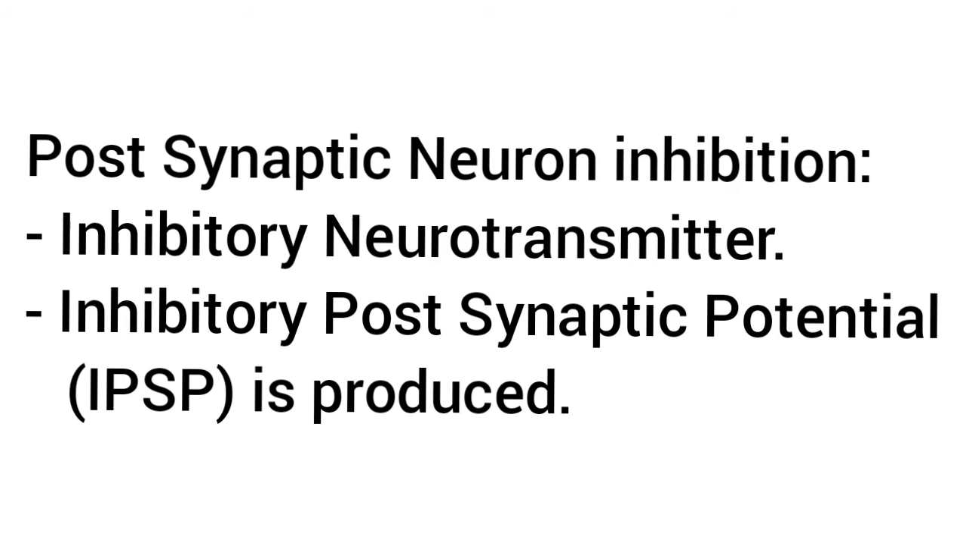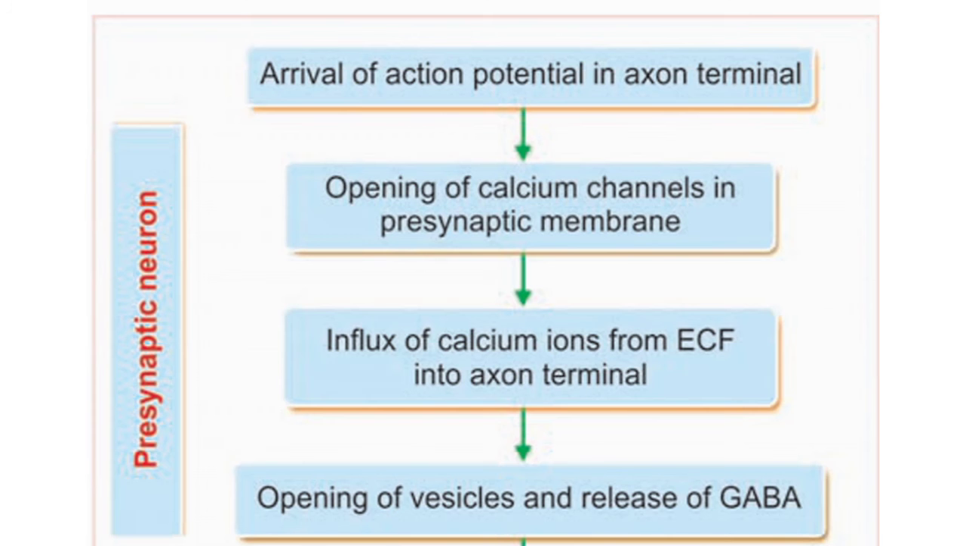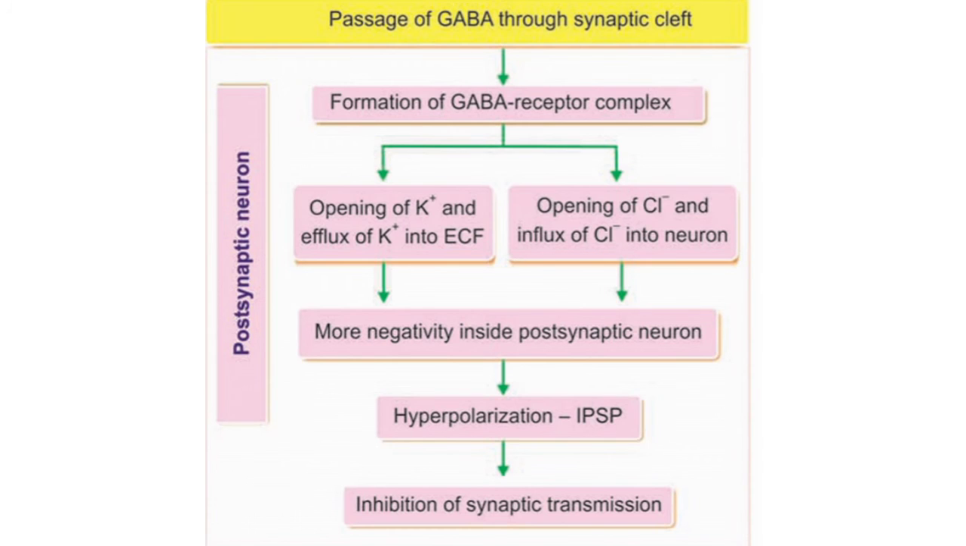Now we'll see inhibitory function. The first one is postsynaptic neuron inhibition. Since it is inhibitory function, inhibitory neurotransmitters are released. First, in the presynaptic neuron, when action potential is received in the axon terminal, there's opening of calcium channels in the presynaptic membrane, and there's calcium influx, and the vesicles rupture to release GABA, which is an inhibitory neurotransmitter. It is released into the synaptic cleft.